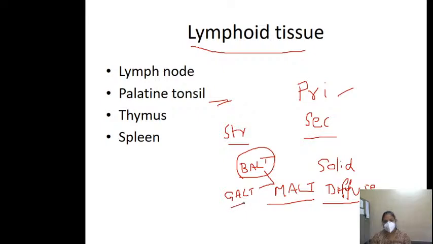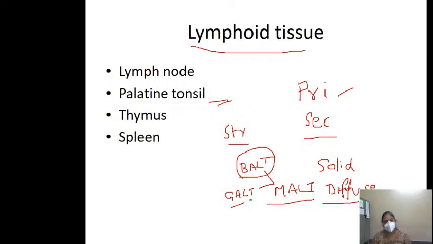The other is GALT, gut associated lymphoid tissue. We see it in the oropharyngeal region. In the nasopharynx there is the nasal tonsil, the nasopharyngeal tonsil, also called the adenoids when it gets infected and enlarged. Then there are the palatine tonsils and the tubal tonsil. These are all examples of mucosa associated lymphoid tissue in the oronasal pharynx. These are called Waldeyer's ring.